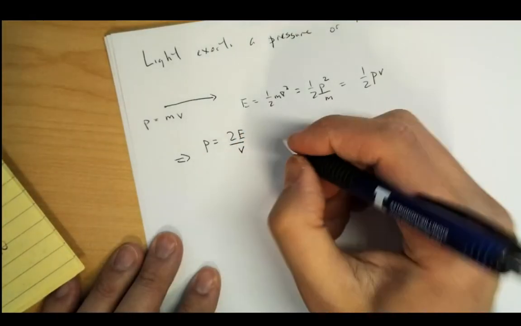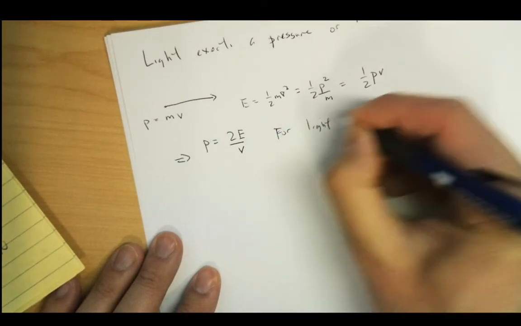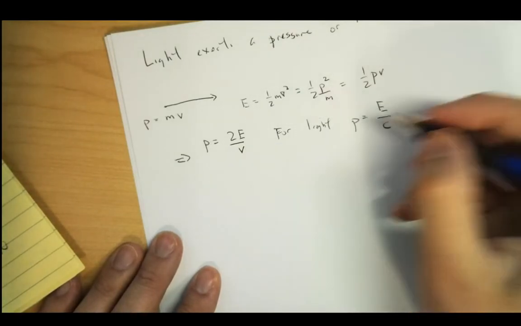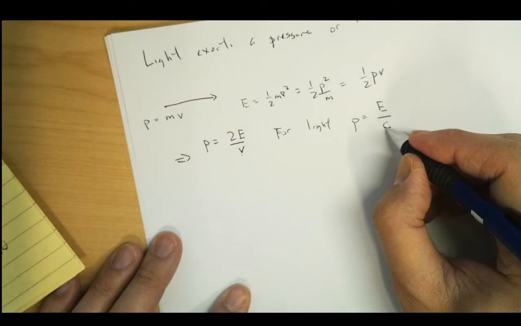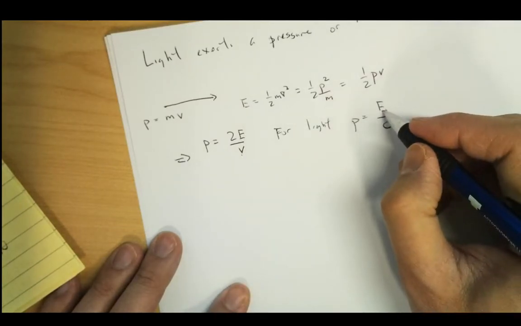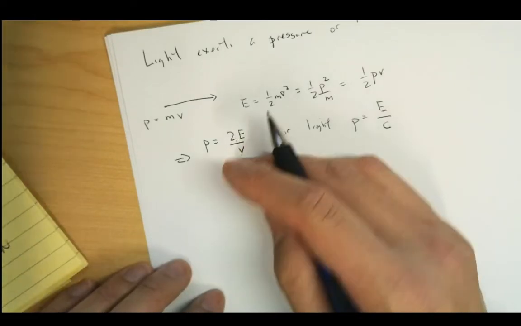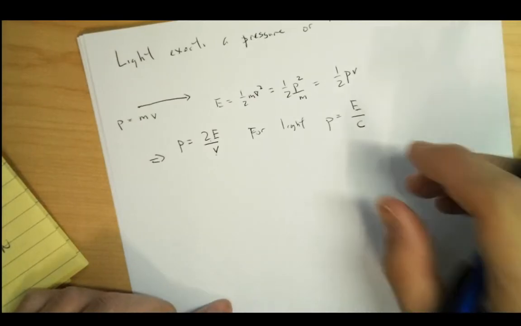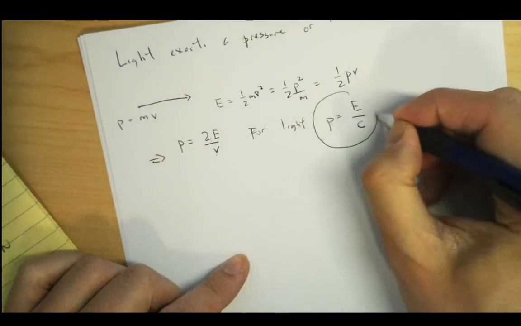Now for light, p is equal to E over c. So you can see the mapping, right? v is the velocity of light, that just goes to c. E is the energy of light, that goes to E. The only thing missing is the 2, and the reason is that light is relativistic, and so you lose that factor of 2. I won't go into details, I'll just motivate why this is in fact true.